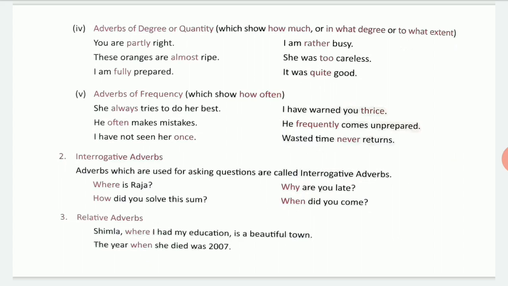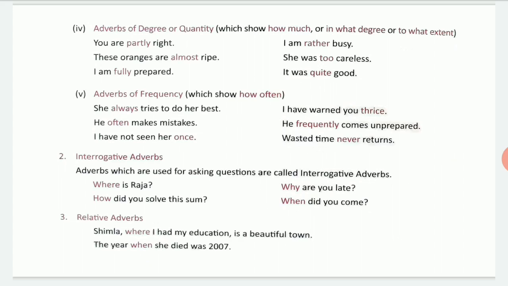All right? For example, where is Raja? Why are you late? How did you solve this sum? When did you come? Now, in all these examples, you can see that the interrogative adverbs where, why, how, and when are actually modifying the verbs is, are, did solve, and did come. So in all these sentences, the interrogative adverbs are modifying verbs. Where modifies the verb is, why modifies the verb are, how modifies the verb did solve, and when modifies the verb did come.